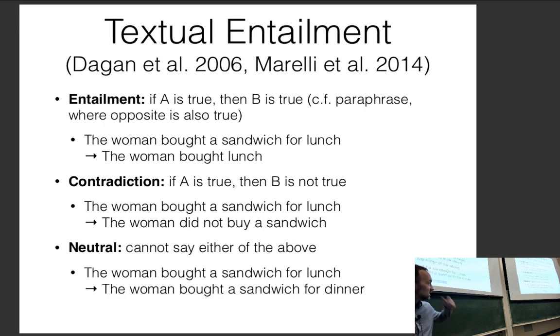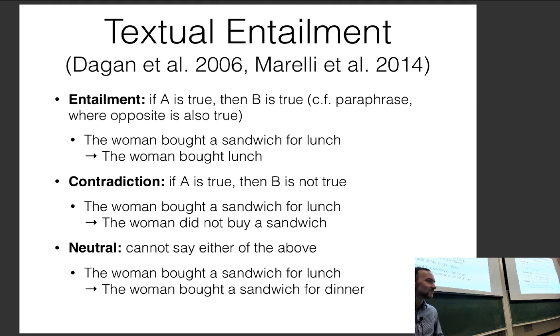But then in neutral, you say cannot say either of the above. So the woman bought a sandwich for lunch, the woman bought a sandwich for dinner. It's pretty plausible that you might buy a sandwich for both lunch and dinner. You might be a pretty boring person if you did so, but hey, yeah.